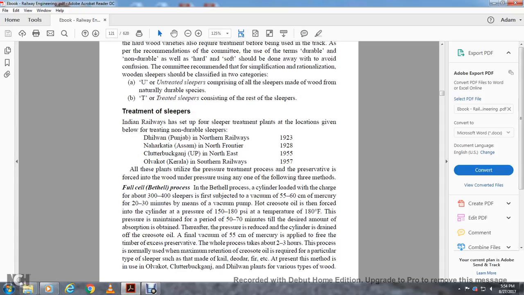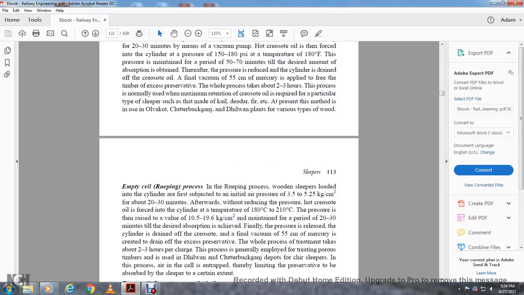The process is normally used with the maximum retention of creosote oil required for the particular type of sleeper, especially the medium, the creosote, Douglas fir, etc. It is present in the method at the Okara, Clutterbuck, and Dehradun plants for the various types of woods.